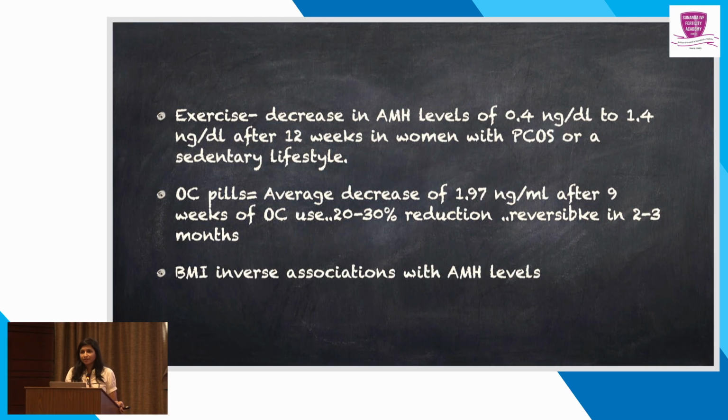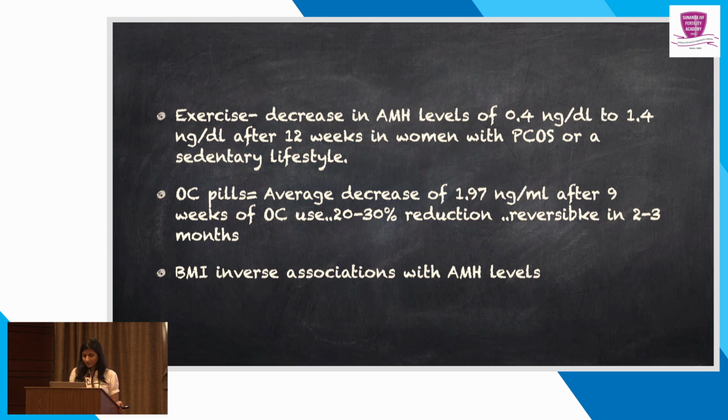Intense exercise, as in athletes, can lead to early menopause or premature ovarian insufficiency. It decreased the AMH level from 1.4 nanogram to 0.4 nanogram after 12 weeks of intensive exercise. We have seen that in PCOS also, where our main aim is to decrease the intensity of the ovarian reserve they have. With OC pills, there was an average decrease of 1.97 nanogram per ml after 9 weeks, a 20 to 30% reduction, as seen in this particular paper. But it is reversible, and we also have to assure the patient of that, because you are measuring while she is on OC pills.